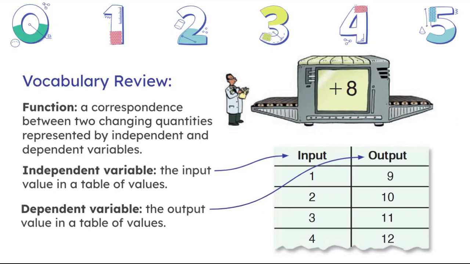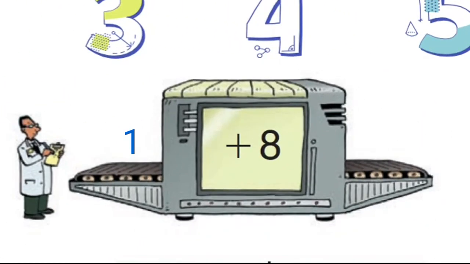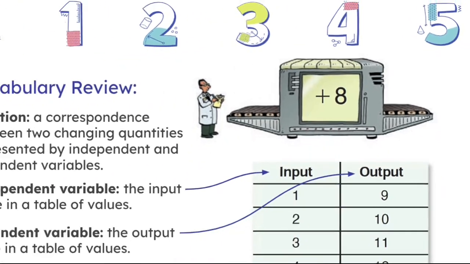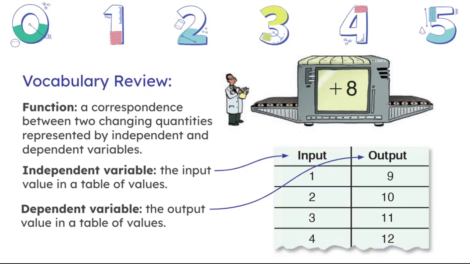Okay, it's called dependent because it depends on the function, right? So we can put this first value in, 1. That's just a number we picked, 1, and then we do the function to it. We add 8. The output depends on the function. The output value is always going to depend on whatever the rule is in the function machine. That's why we call it dependent.